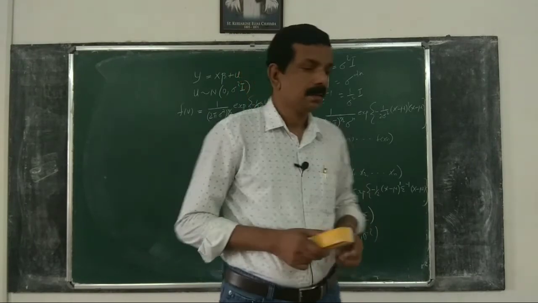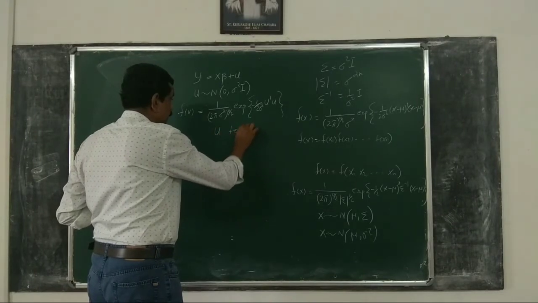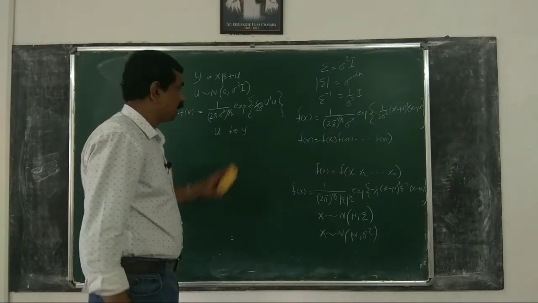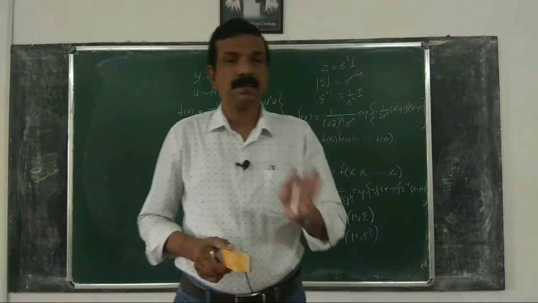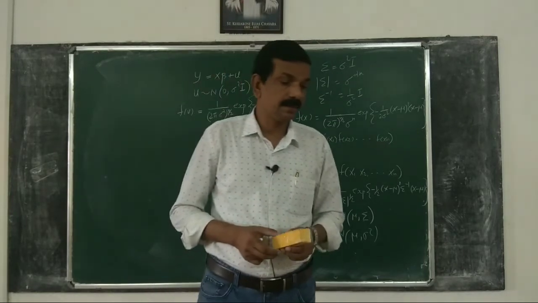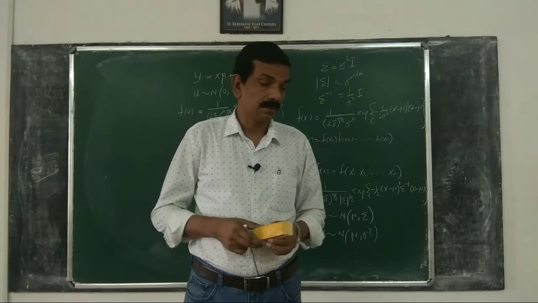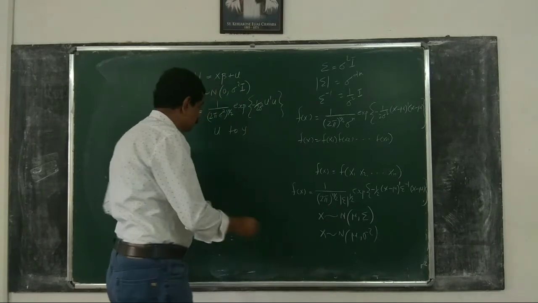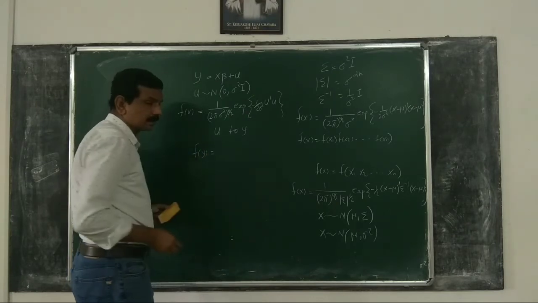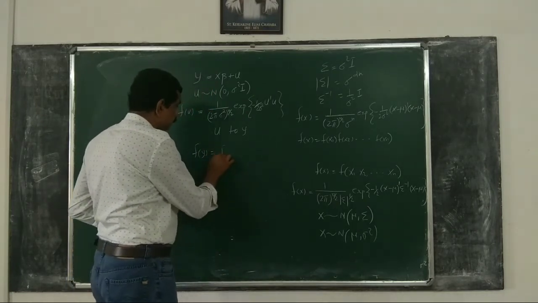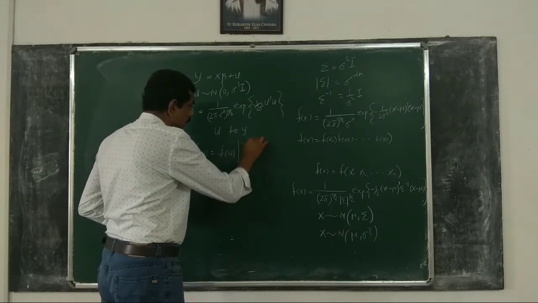Now we define a transformation from U to Y. The assumption of multivariate density for U also implies multivariate density for Y, and this transformation can be written as Fy is equal to Fu into the absolute value of dou U by dou Y.